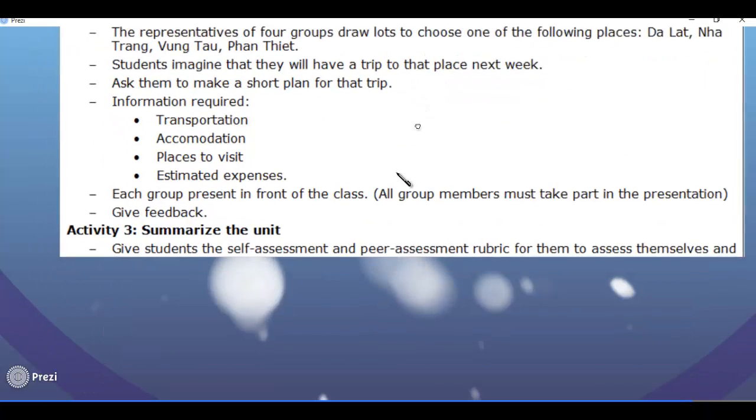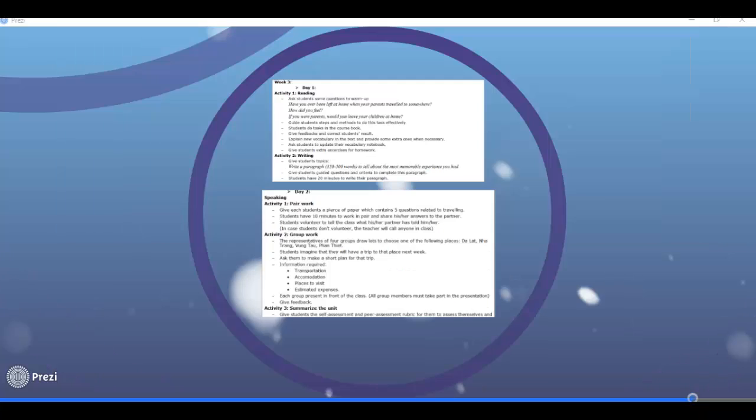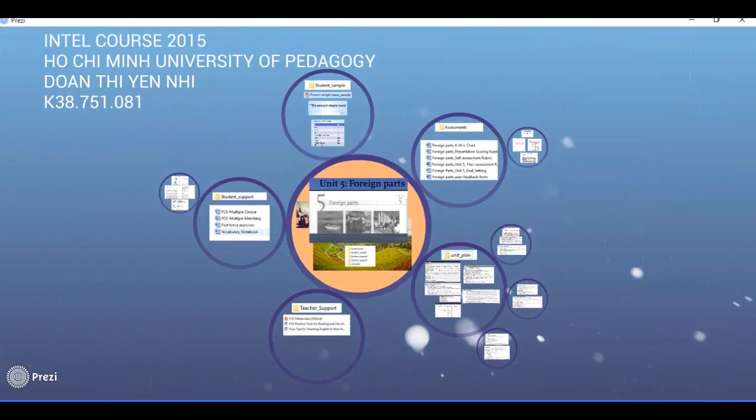To close the unit, I will summarize, give comments on my students' strong points, and tell the class what they need to improve for better studying. And this is the end of my unit portfolio.